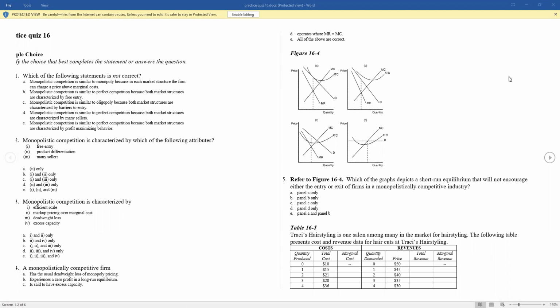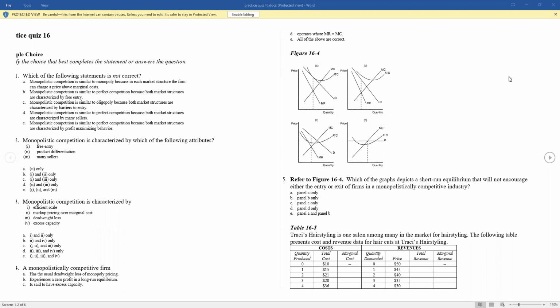So characteristics are going to be very important here. All right, monopolistic competition is characterized by one, efficient scale. Okay, he uses efficient scale where I've been using productively efficient. That's where MC crosses ATC, where ATC is at its lowest point. Monopolistic competition is like monopolies, they are inefficient. So one is no. Marking price up over marginal cost. Yes, we go to MC equals MR up to demand, and that allows us. So 2 is correct.